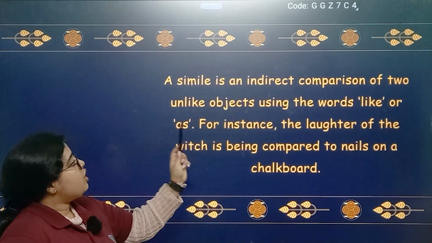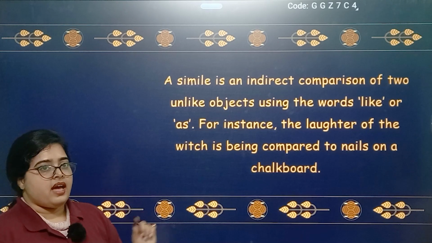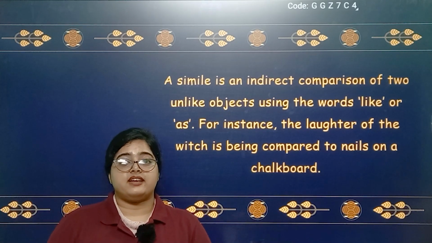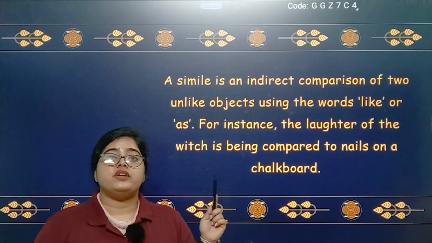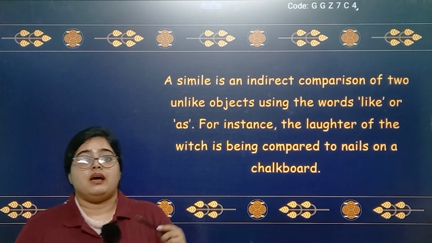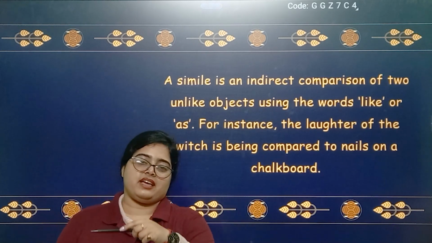Then using the words like or as, as fast as lightning, like a tiger. So these similes are always represented by what? By the words like and as, as fast as this and that.